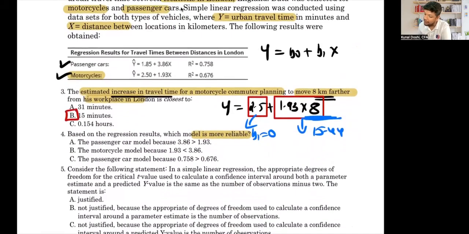See, which model is more reliable? That reliability is R square. R square tells you how much of it is explained. Whose R square is more? Can I say passenger car's R square is more? So passenger car explains more than motorcycle. The remaining is unexplained. So passenger car has a higher R square. Remember, higher R square and lower standard error is better. So the passenger car model is better because its R square is greater. So the answer is, they are basically asking which model is better. Whichever has the higher R square, that model is better.